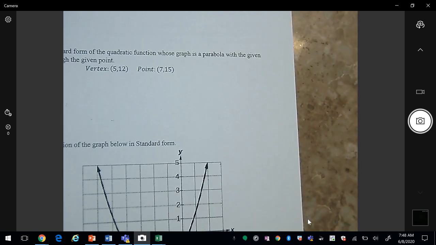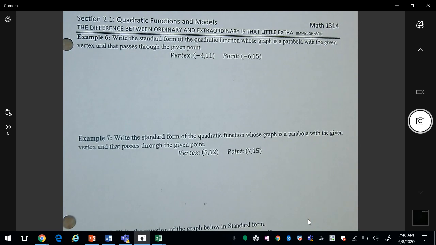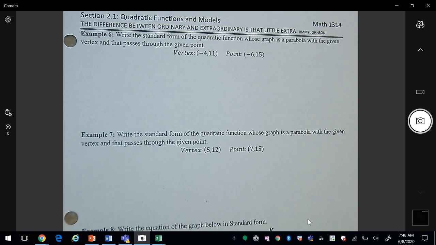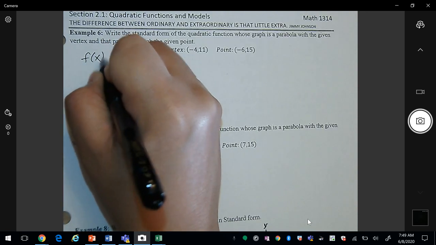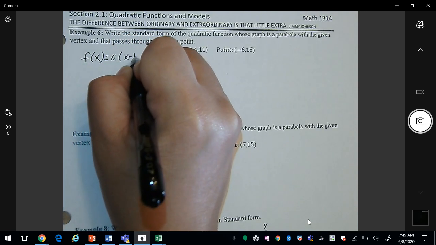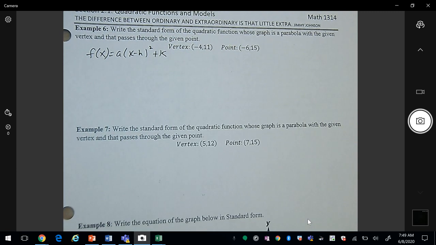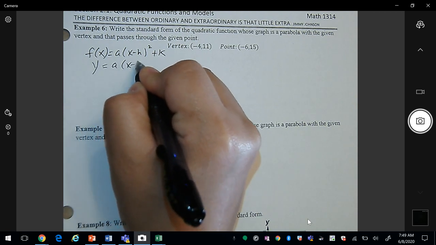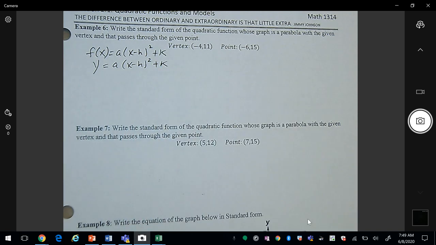Okay, next, example 6. It says write the standard form of the quadratic function whose graph is a parabola with a given vertex and passes through the given points. So first, since they want us to write it in standard form, we should write down the standard form so we can see it in front of us. And then I'm going to change f of x to y. Remember, f of x and y are the same thing, just different names.